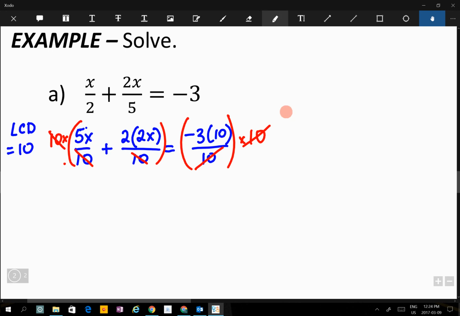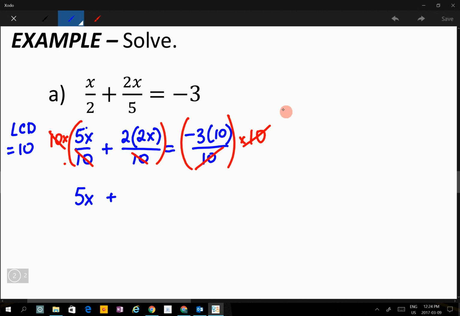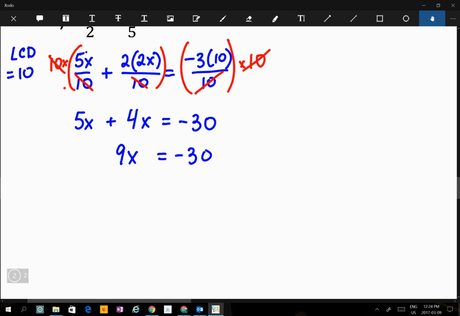So what I'm really left with is just what I have in the numerators. 5x plus 4x equals negative 30. So 9x equals negative 30, since I'm just collecting the like terms on the left side. If I continue solving this, isolating x, I need to divide by 9 on both sides. So x equals negative 30 divided by 9. Reducing this into lowest terms, I have x equals negative 10 over 3.